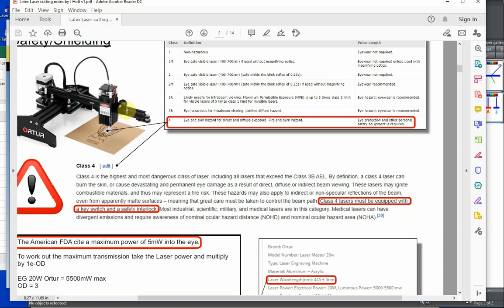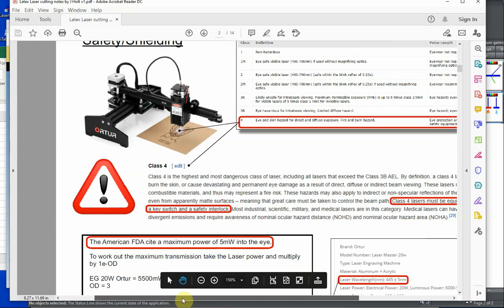I suppose the logic is that you can do what you like in your own home, but the takeaway is that this is a dangerous piece of equipment, and personally I don't operate mine without it being enclosed and wearing glasses. We'll come on to that. So that's for Europe. I'm sure the same thing applies in the States, to be honest.